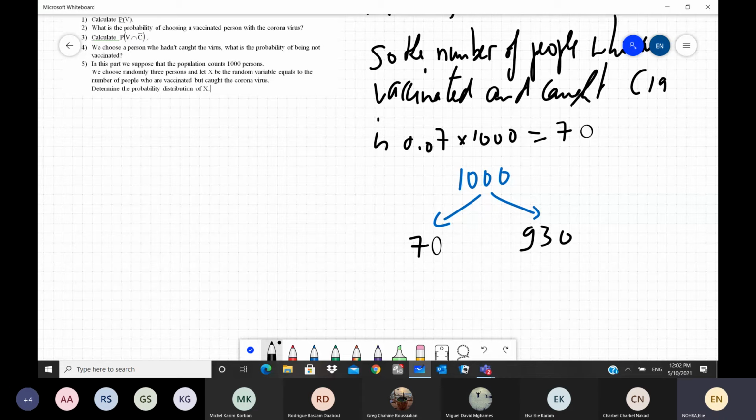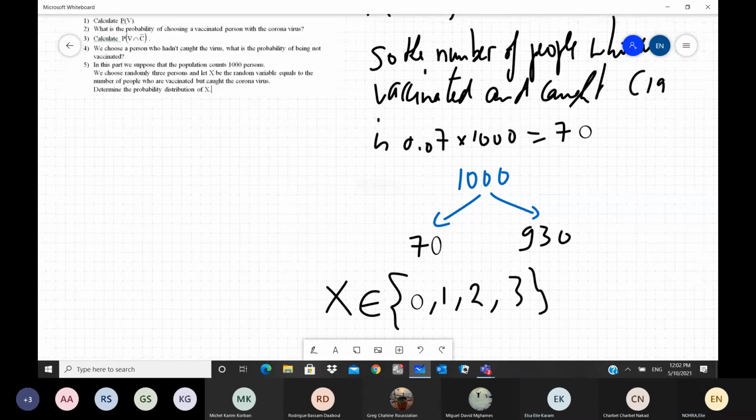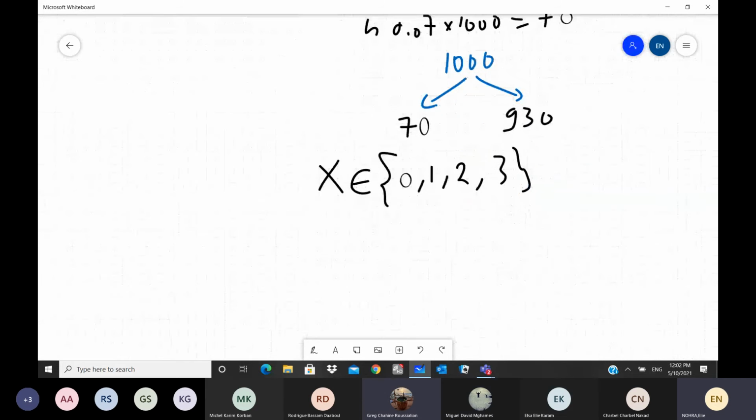Okay. Now, in another exercise, the teacher might be interested in another thing. Instead of X, they say the number of people who are not vaccinated and caught the coronavirus. That would be 0.3 times 23 over 30. In that case, we would have a different repartition of the 1,000, not into 70 and 930, but another thing. So let's start with the first one. As amigo said, X belongs to 0, 1, 2, or 3.